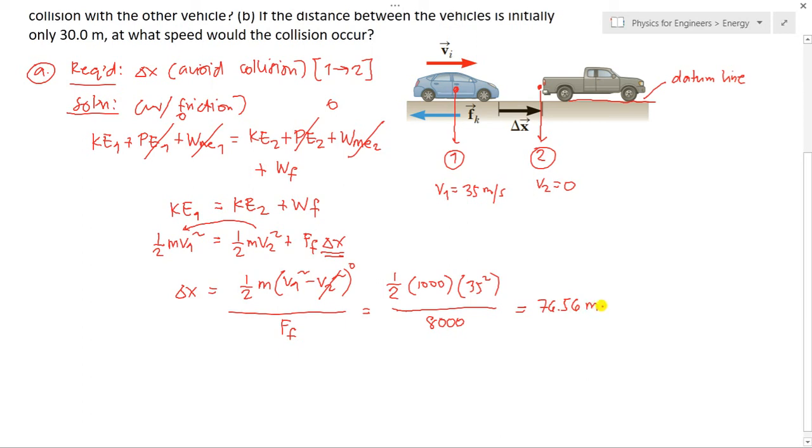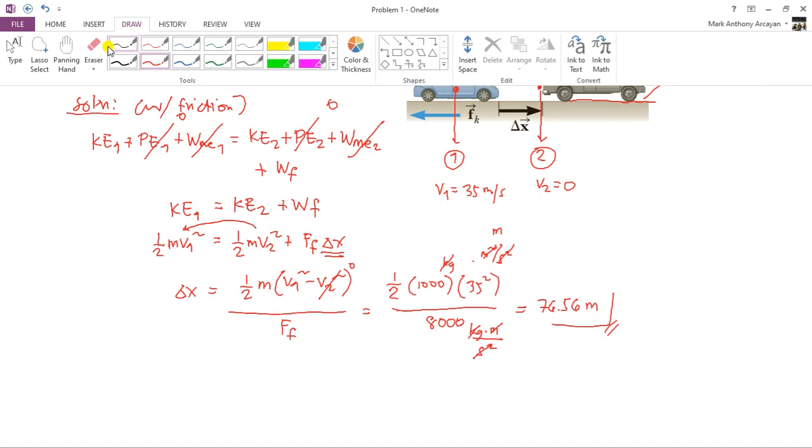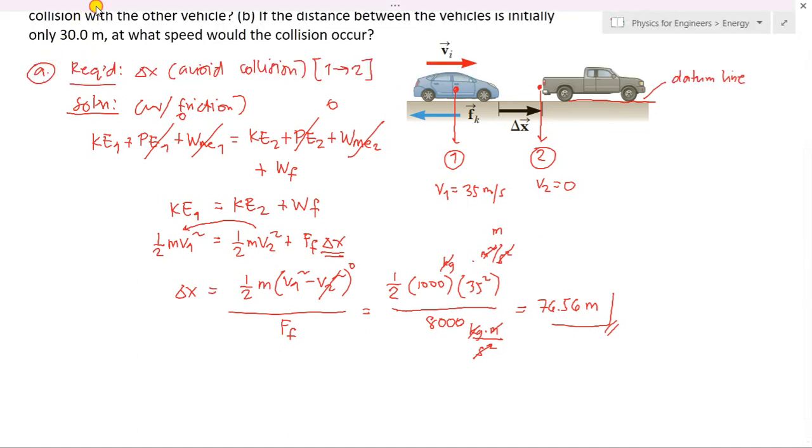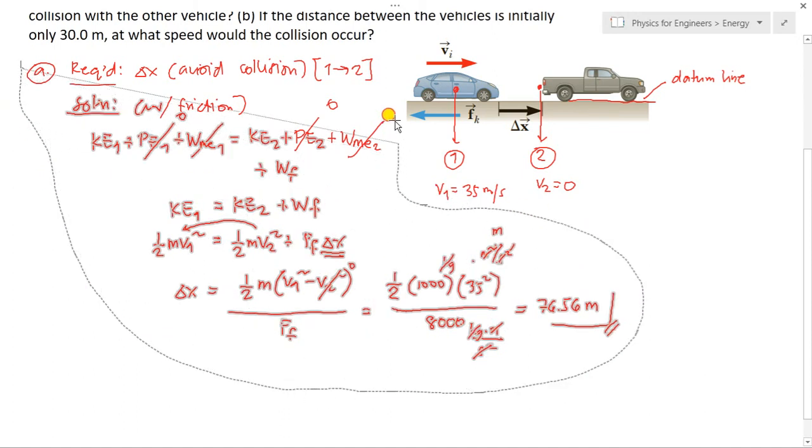76.56 meters. So I think our units here are consistent, because 1,000 is in kilogram, then this one is meters squared over seconds squared, the velocity is squared, and the frictional force is kilogram meter per second squared. Of course, kilogram will cancel out, second squared will cancel out, so what remains is meters. So therefore, this is the answer for letter A. So that it won't collide, it has to brake at 76.56 meters away from the other car. So that is basically it.